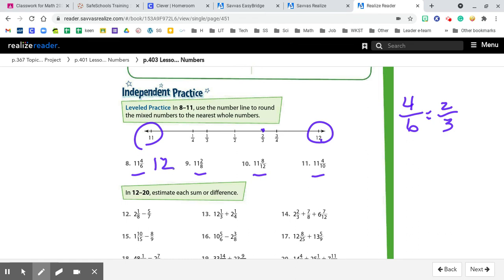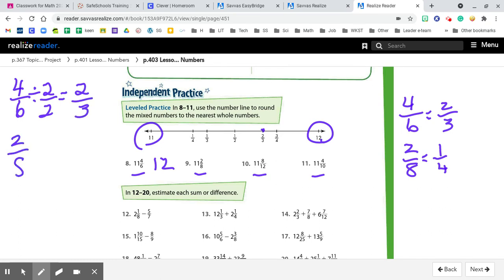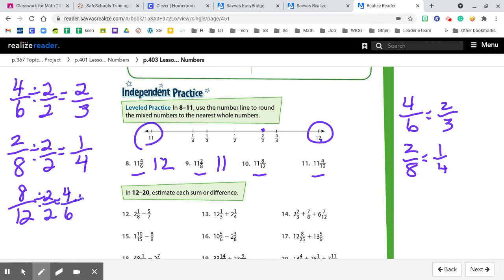11 2/8. 2/8 is the same as 1/4. And I'm doing that quickly because I know even number, both will divide by 2. So I know this one's going to go down. 8/12. I can do the even number thing. It's going to take me a little bit because I got to do it again.